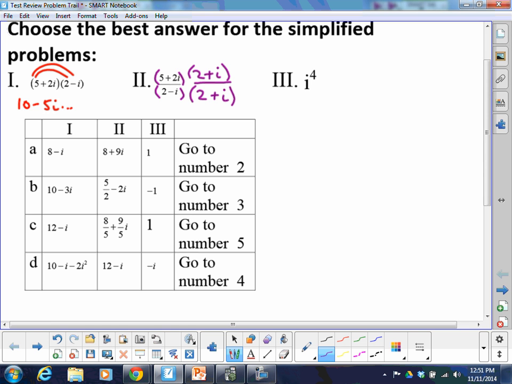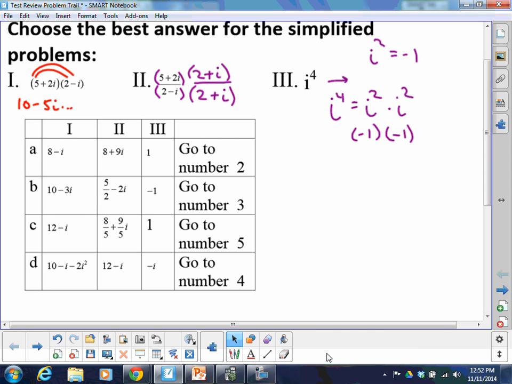And anytime you see a problem like i to some power, it's basically just kind of knowing the pattern. And basically, if i squared equals -1, the idea is to recognize that i to the 4th is really i squared times i squared. You add those exponents there. So it's really -1 times -1 to get a +1.